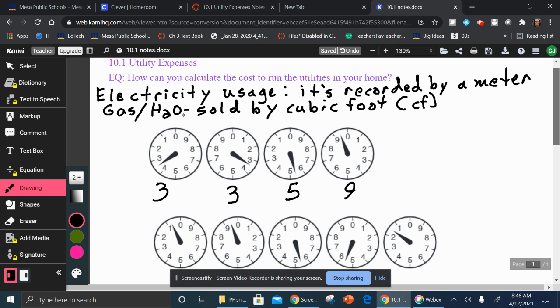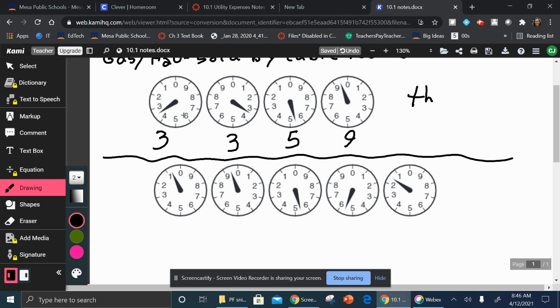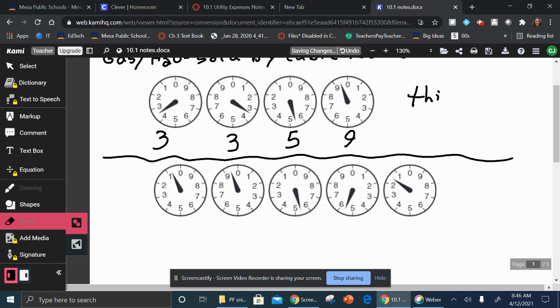Okay. So let's do another example, everybody. So for this one, that was this month's reading, and then this would be last month's reading. I was going to add the notes on for this.